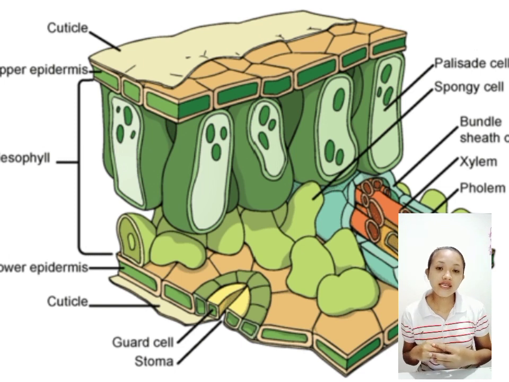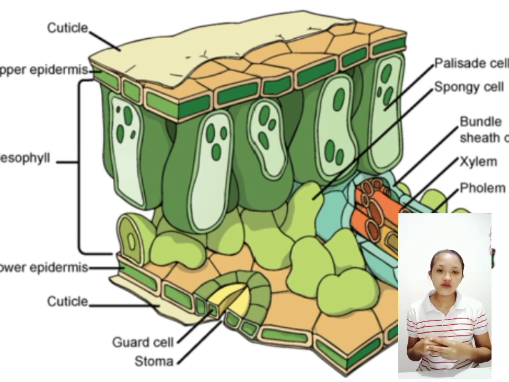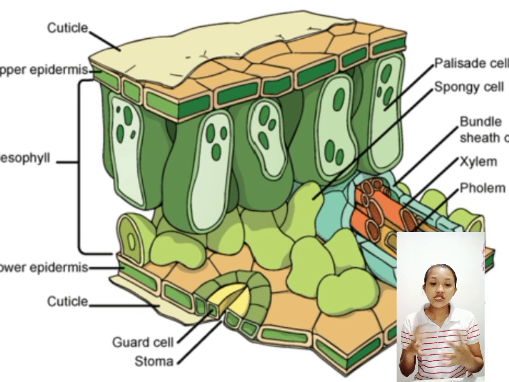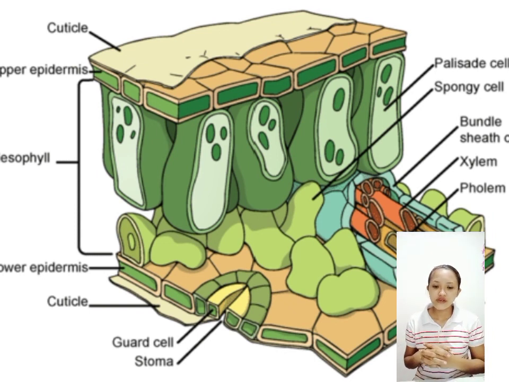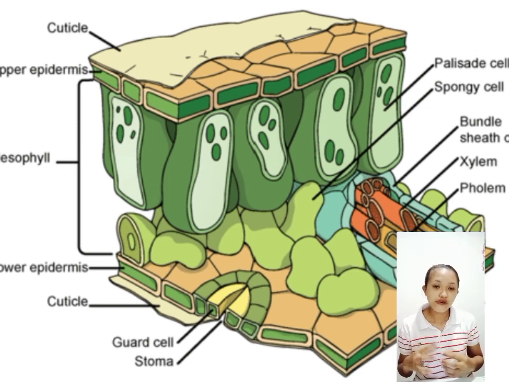It contains many chloroplasts which are used for photosynthesis. Spongy mesophyll. Spongy mesophyll is also called the spongy parenchyma. It is irregular in shape and loosely packed cells. It contains some chloroplasts. Air space between cells allows for gas exchange. So then the air space is the intercellular space.